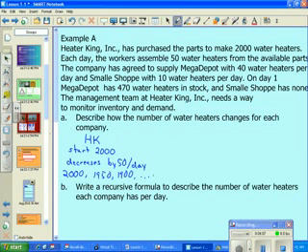Now we can do the same thing with the other two. Mega Depot starts with 470, but notice here they increase by 40 per day.